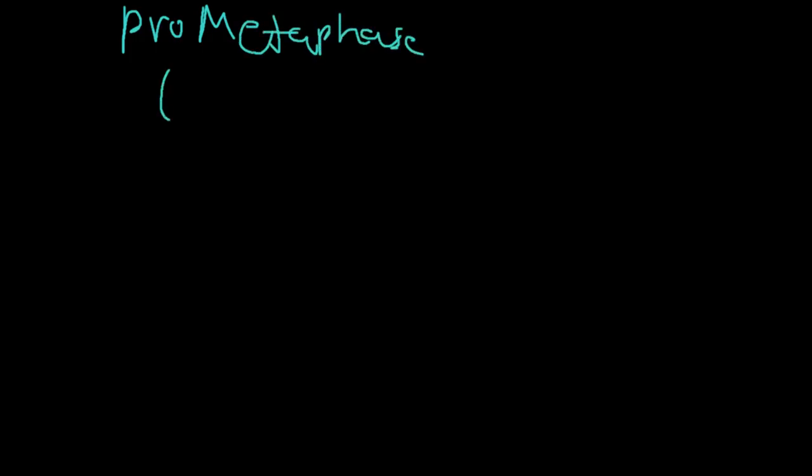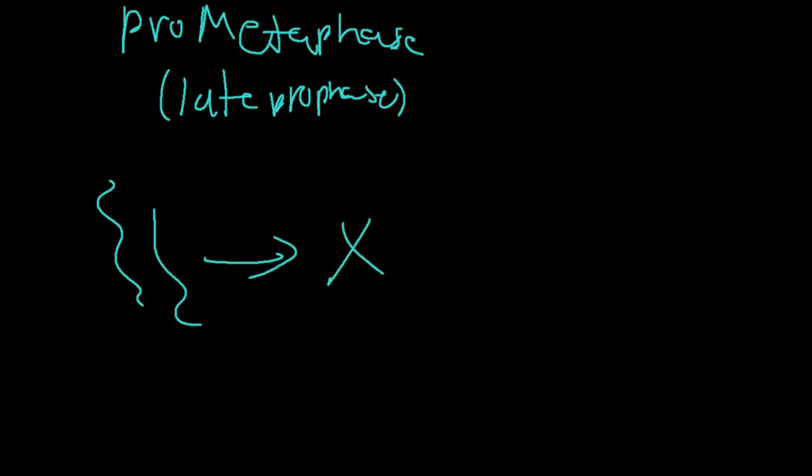And remember, prometaphase is simply late prophase. What's going to be happening in late prophase is that after the chromosomes have gone from this to this, and the spindle fibers are trying to reach their polar opposites on the cell, the chromosomes are going to become visible. That, along with the nucleolus disappearing, is simply a sign that the nucleus is ready to break down.